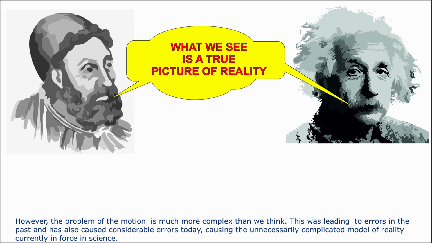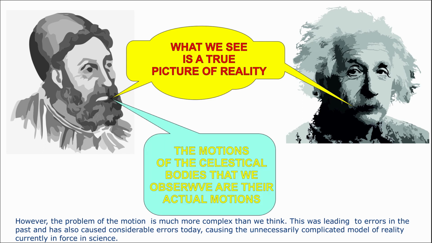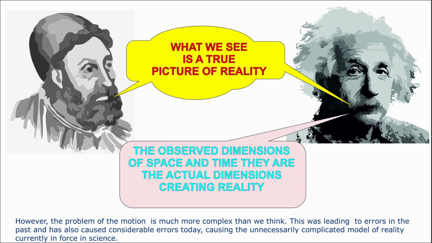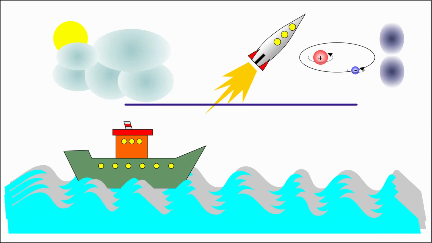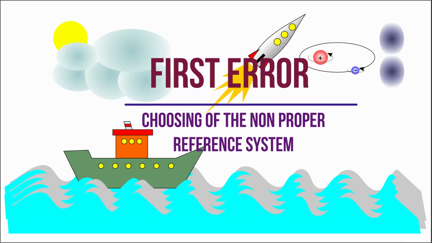However, the problem of motion is much more complex than we think. This was leading to errors in the past and has also caused considerable errors today, causing the unnecessarily complicated model of reality currently in force in science. First error: choosing a non-proper reference system.